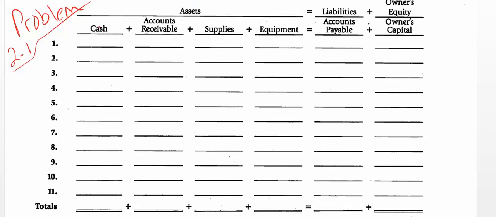Okay, so to begin with, looking at the items they've laid out, you can see that there are 4 assets. We're going to be dealing with cash, accounts receivable. That's when your customers owe you money for service you've already provided for them. Supplies and equipment, all assets, things that you could turn into cash.